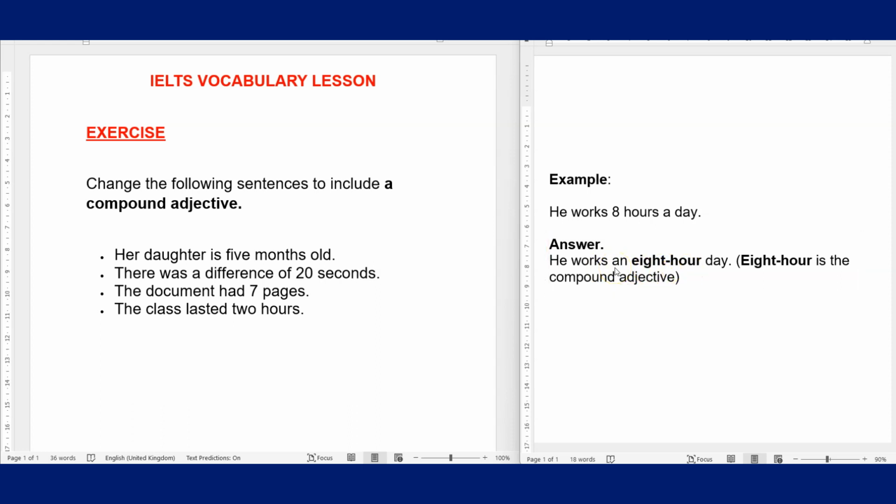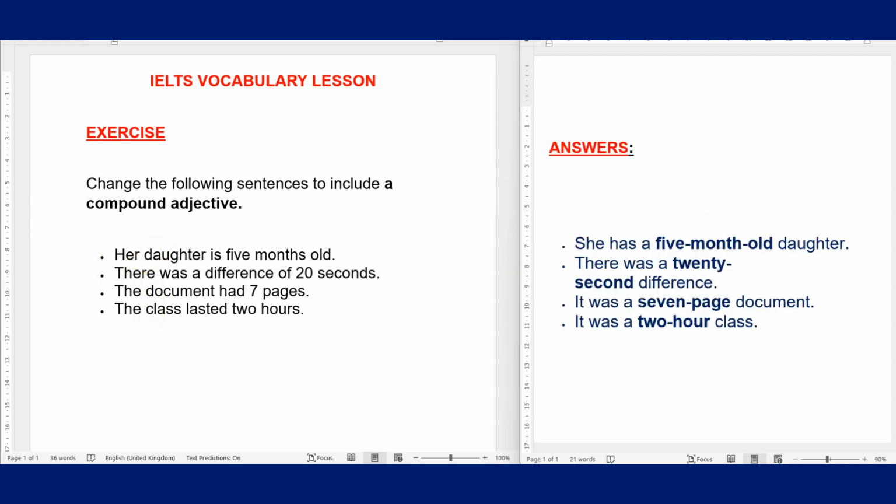He works an 8-hour day. So that 8 hours qualifies how long he works within the day. He works an 8-hour day, and 8-hour now becomes the compound adjective. So use this one. You can pause the video and try to work on this exercise.